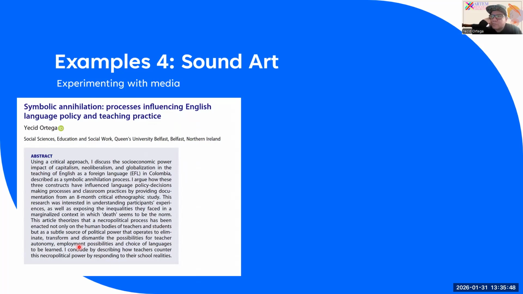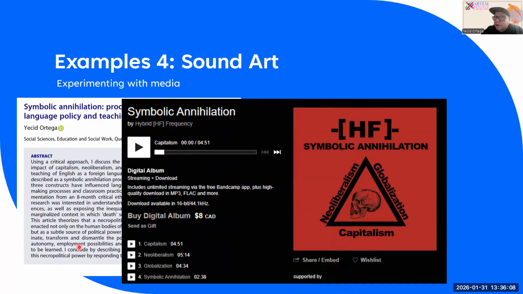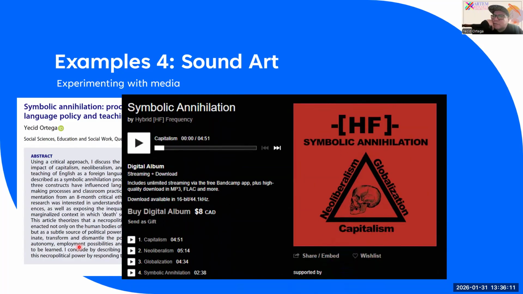I published this article, Symbolic Annihilation, Processes Influencing English Language Policy and Teaching Practice. And in this article, I talk about a triad of systems, so to speak, that affect English language learning in different communities, I guess. And then I tried creating a piece of experimental art to see how capitalism, neoliberalism, globalization, how might sound, connecting one, two, and three, how they all combine to create a symbolic annihilation, right?